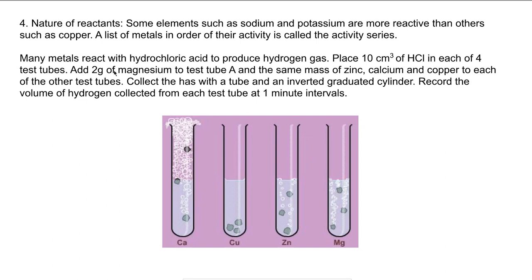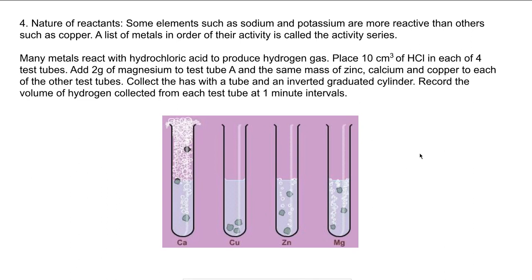Okay, here's a little method. Adding 2 grams of magnesium to test tube A and the same mass of zinc, calcium, and copper to each of the other test tubes. Collect the gas that is given off with a tube and an inverted graduated cylinder. Record the volume of hydrogen collected from each test tube at 1 minute intervals.